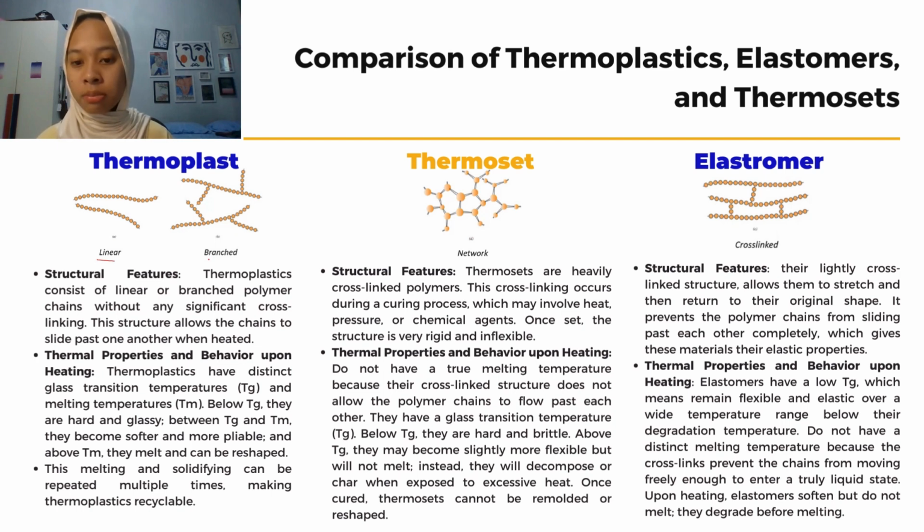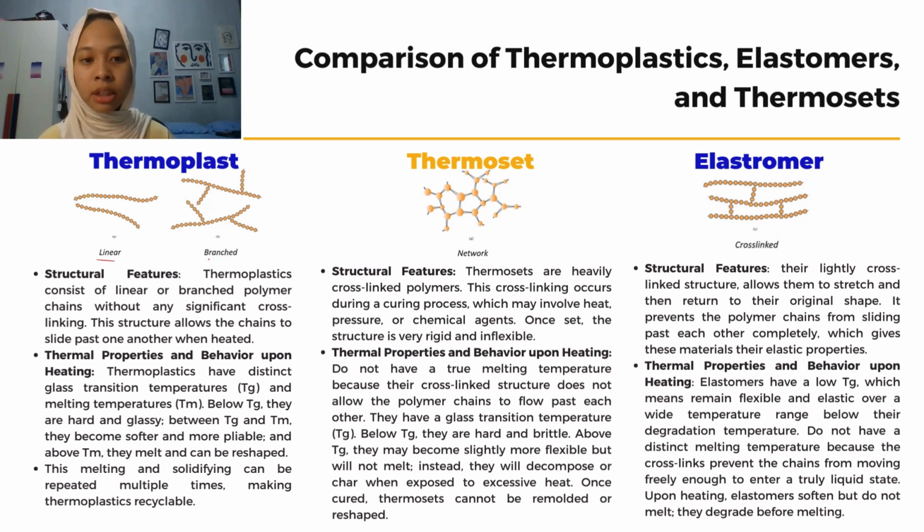Thermal properties and behavior upon heating. Thermoplastics have distinct glass transition temperature and melting temperature, and below Tg, they are hard and glassy. Between Tg and Tm, they become softer and more pliable, and above Tm, they melt and can be reshaped. This melting and solidifying can be repeated multiple times, making thermoplastics recyclable.